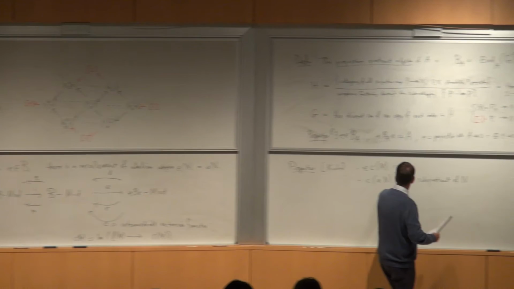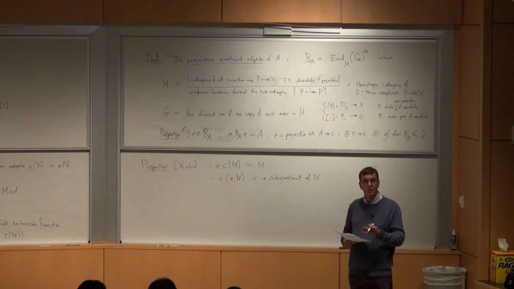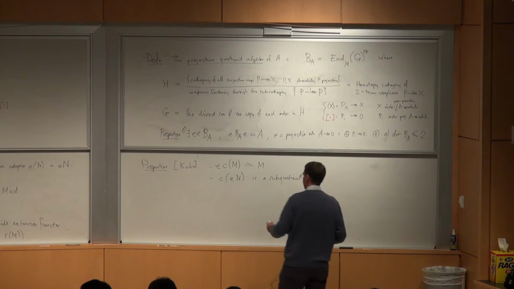Other properties: I won't write them all, I'm running out of time. C preserves monos, it's not exact, but it preserves monos and epis. It sends simples to simples, and it's fully faithful. I'll write that down there. Fully faithful.